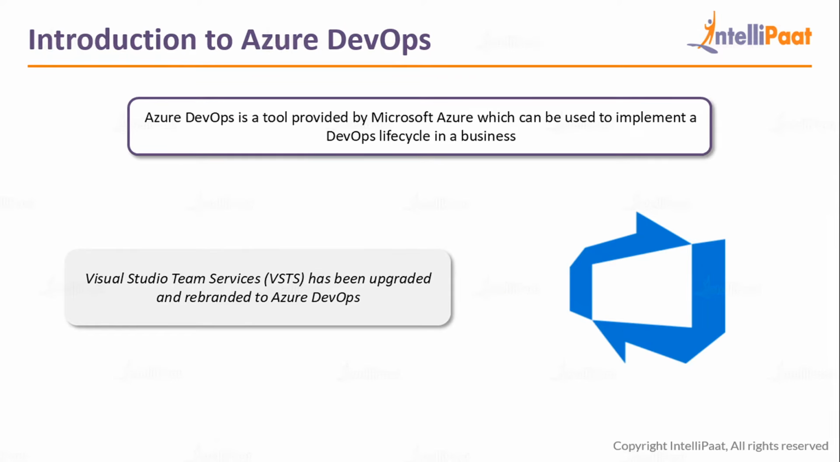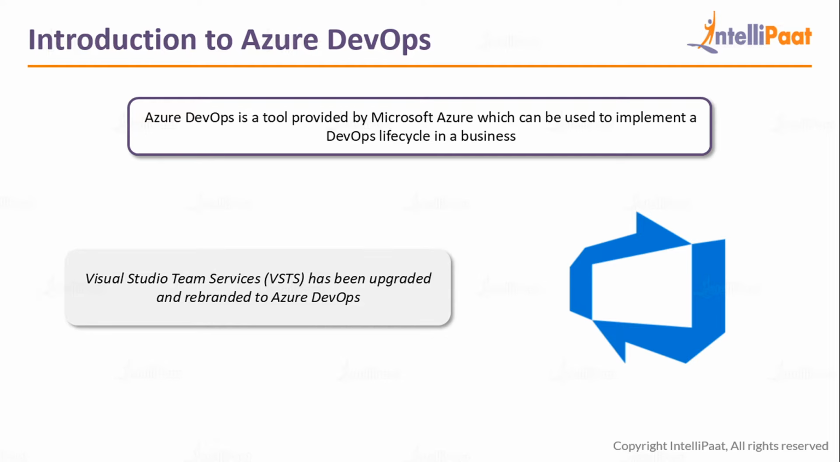So Azure DevOps is a tool provided by Microsoft Azure which can be used to implement a DevOps lifecycle in a business. So previously it used to be called Visual Studio Team Services or VSTS. Now it has been upgraded as well as rebranded to Azure DevOps.